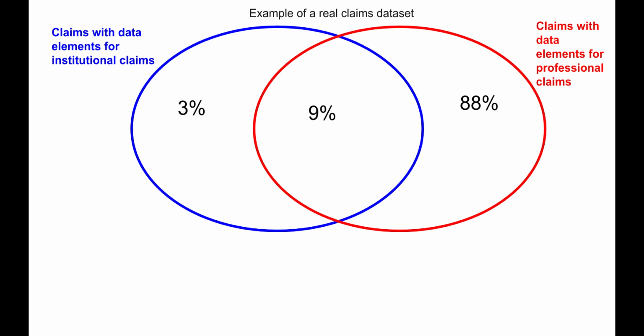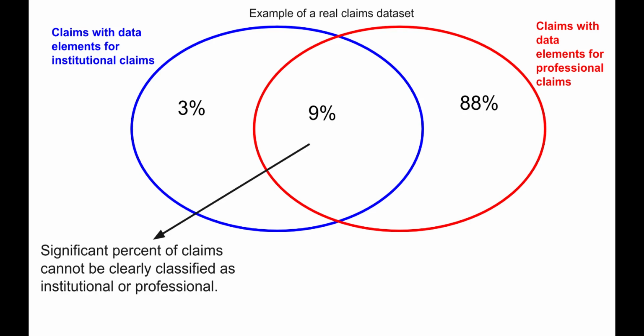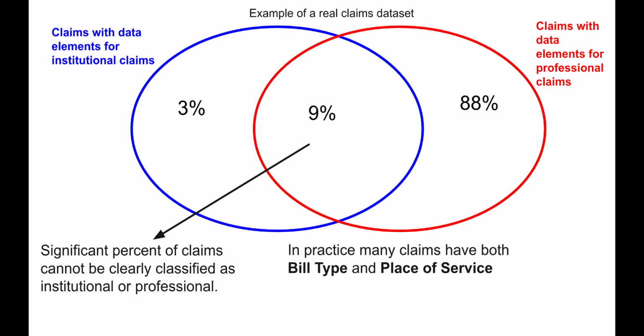About 3% of the claims in the data have data elements for institutional claims only populated. About 88% of the claims in the data have data elements for professional claims only populated. But 9% of the claims in the data set have data elements for both institutional and professional claims populated. So that's a significant percent of claims that cannot be clearly classified as institutional or professional.